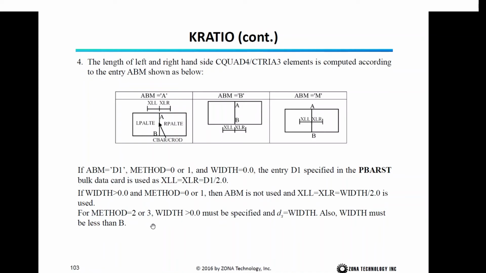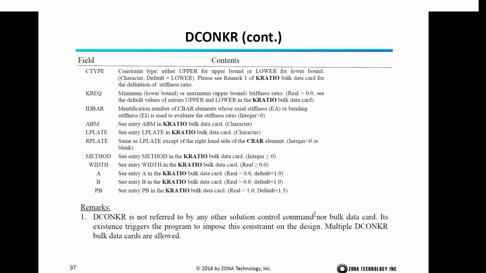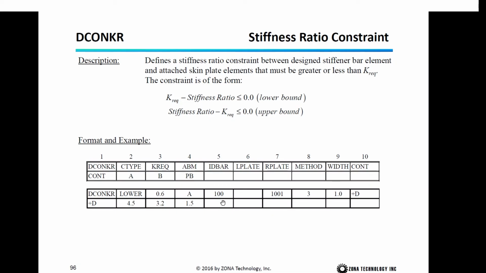If ABM equals D1, then the D1 specified in the PBARST card is used, and so those two values are D1 divided by 2. If method 2 or 3, the ds is used as the width. Okay. So after we introduce the K ratio, then we can talk about the stiffness ratio constraint.